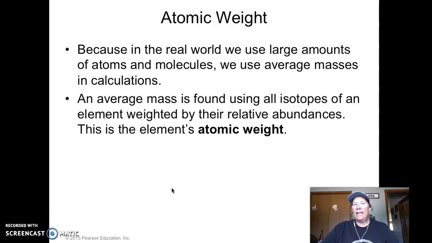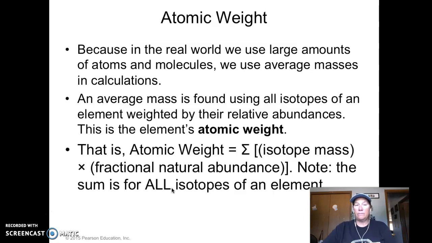Okay. And again, when we do an average mass, when we have the atomic weight that's listed on the periodic table, we use all the isotopes for that element. Some elements have 7 isotopes, some have 2, but all of them have a couple isotopes, okay? And so that's how we figure out their atomic weight.